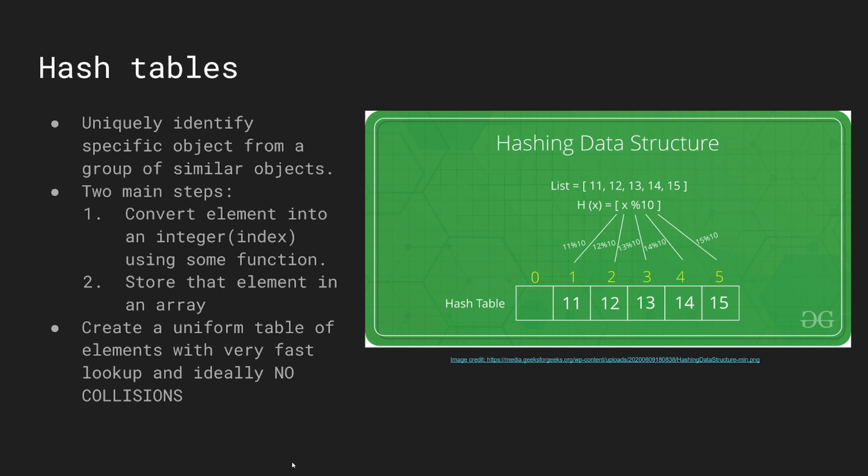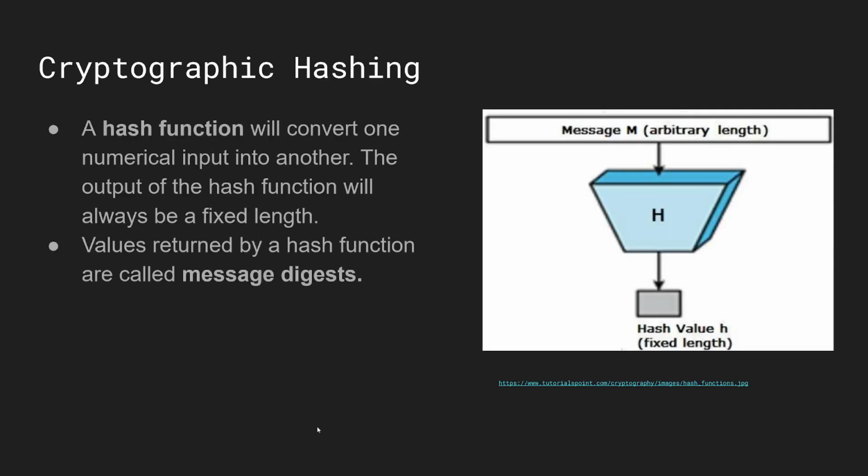So this is just important to know because we've gone from talking about cryptography, and this next topic is password cracking. In order to understand password cracking, I just felt like it was necessary to talk quickly about hashing. So with cryptographic hashing, it's going to convert one numerical input into another. The output of the hash function is always going to be the same length, and the values that they return are called the digests. Or if we're looking back at that hash table example, the message digest would essentially be the key.